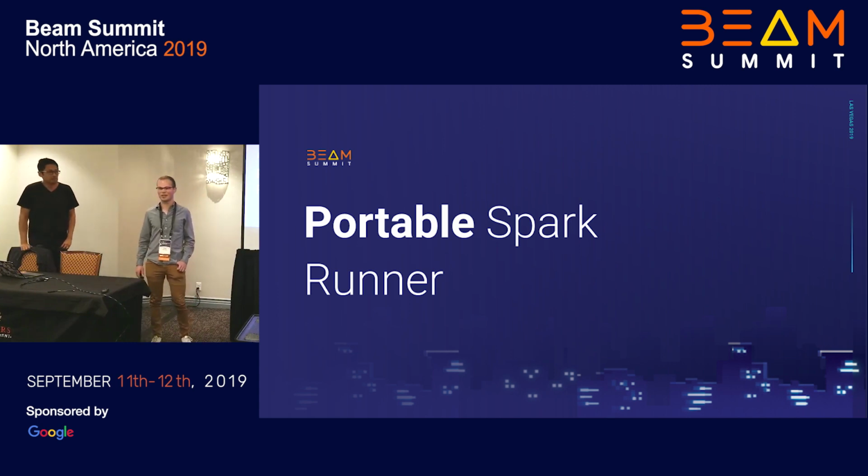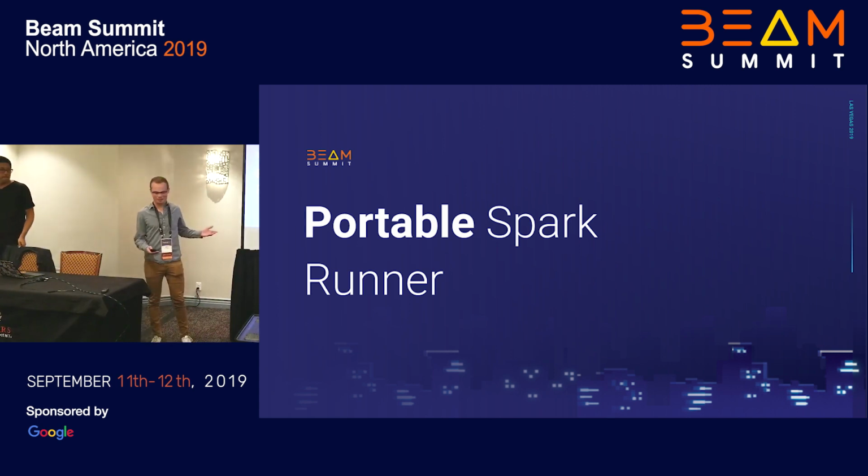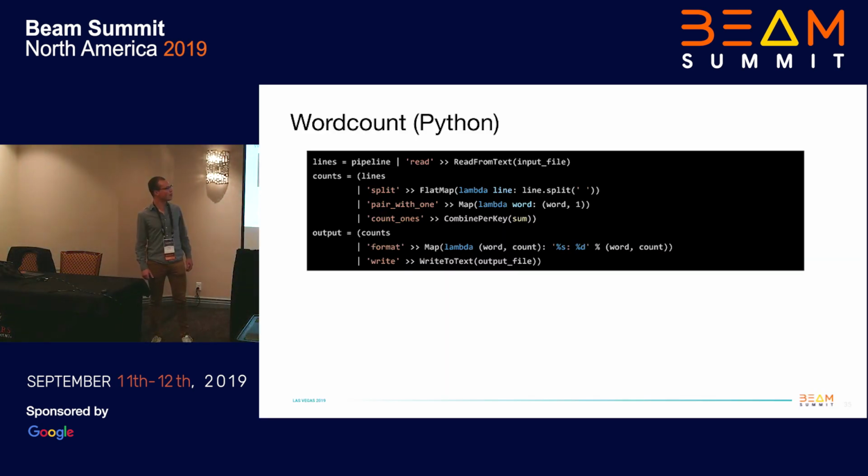Okay, yeah. So where we left off, we're making the Spark runner portable. So let's go. We have our example pipeline, but now it's in Python. It looks pretty much exactly the same as the one in Java, aside from the syntax differences. We have our same functions. We have a flat map, a map, a combine per key.